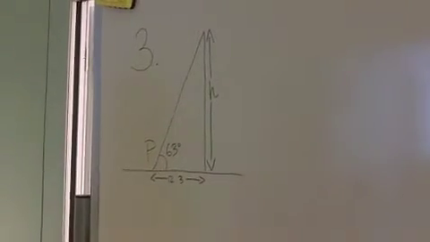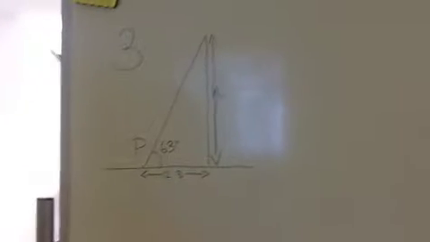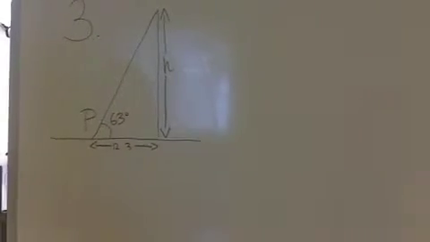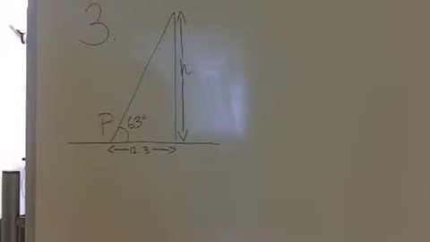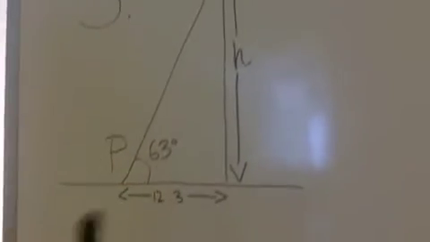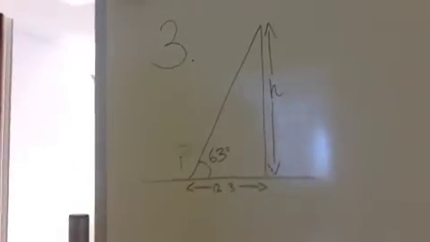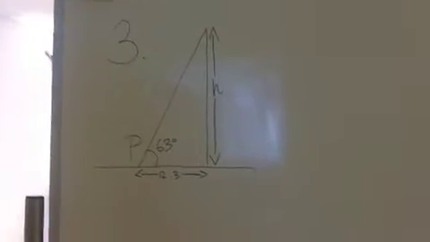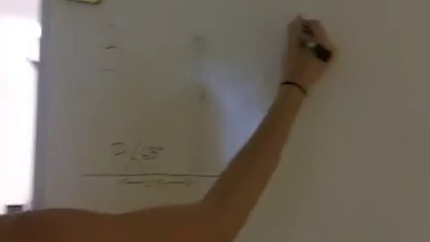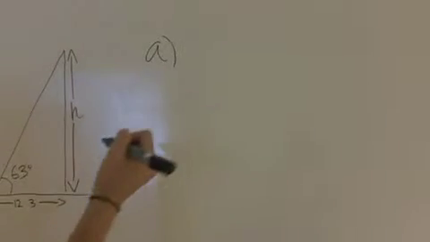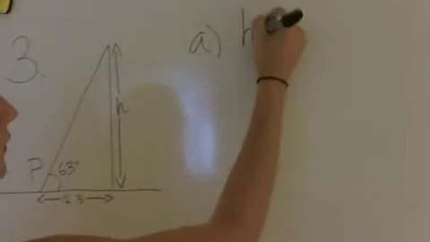The diagram shows a point P, which is 12.3 meters from the base of a building of height h. The angle measured to the top of the building from point P is 63. So part A asks us to calculate the height h of the building.